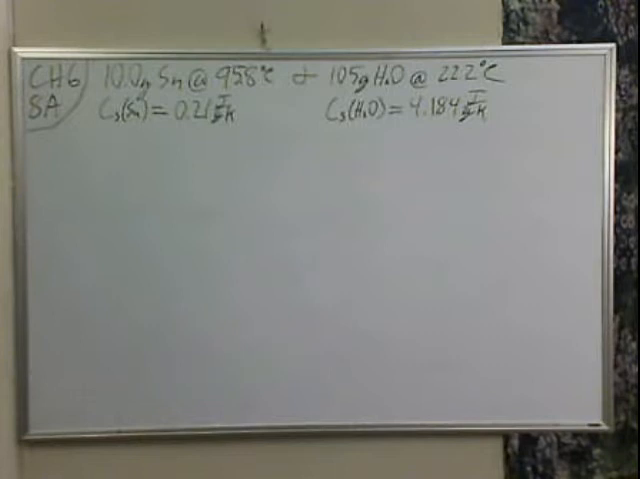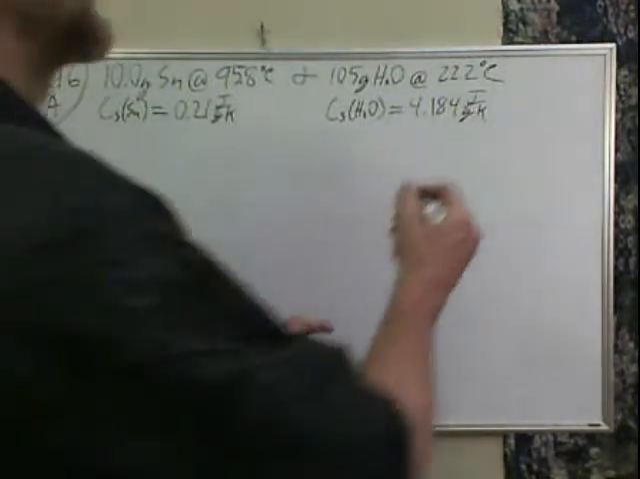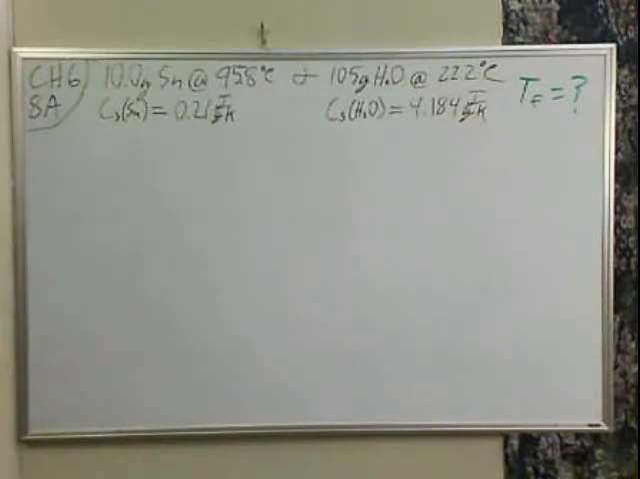We take 10 grams of tin at 95.8 degrees Celsius, added to 105 grams of water at 22.2 degrees Celsius. What is our final temperature? We have the specific heat of both tin and the water.